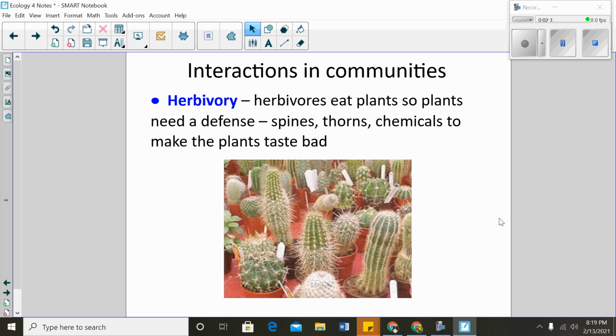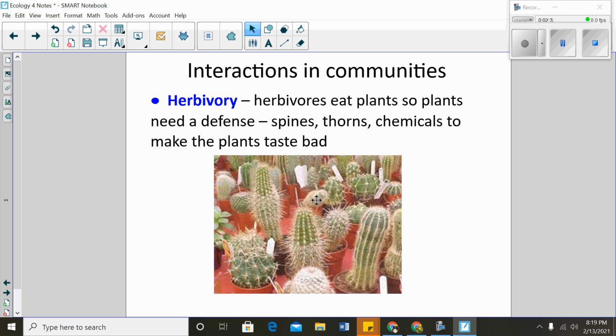Herbivory: herbivores eat plants. That's their food, so plants need to defend themselves. Plants will develop spines, thorns, or chemicals to make the plants taste bad so they won't get eaten. Why do you think a cactus has those spikes or thorns? So they won't get eaten. Pretty good defense. Doesn't always work. Some organism could probably get in there, but it's going to take some effort to get past those thorns.